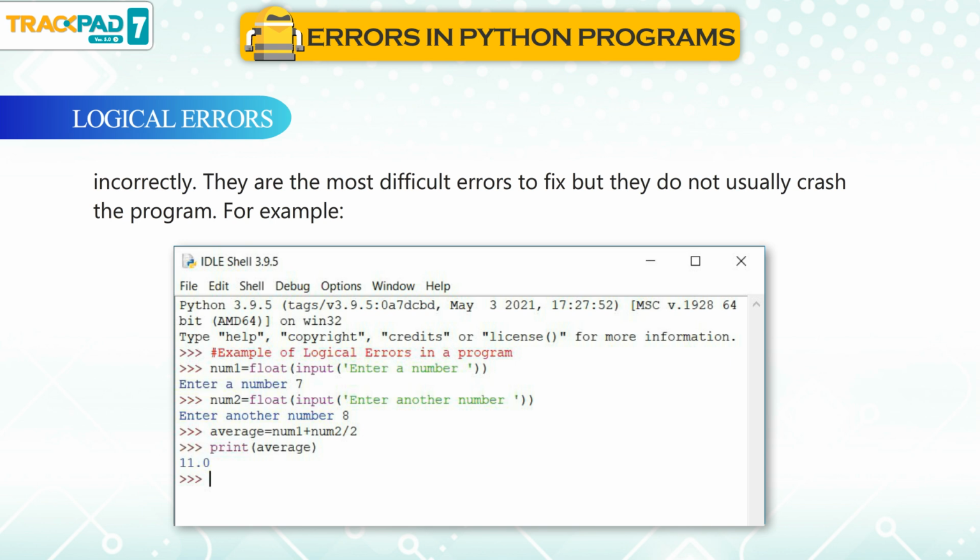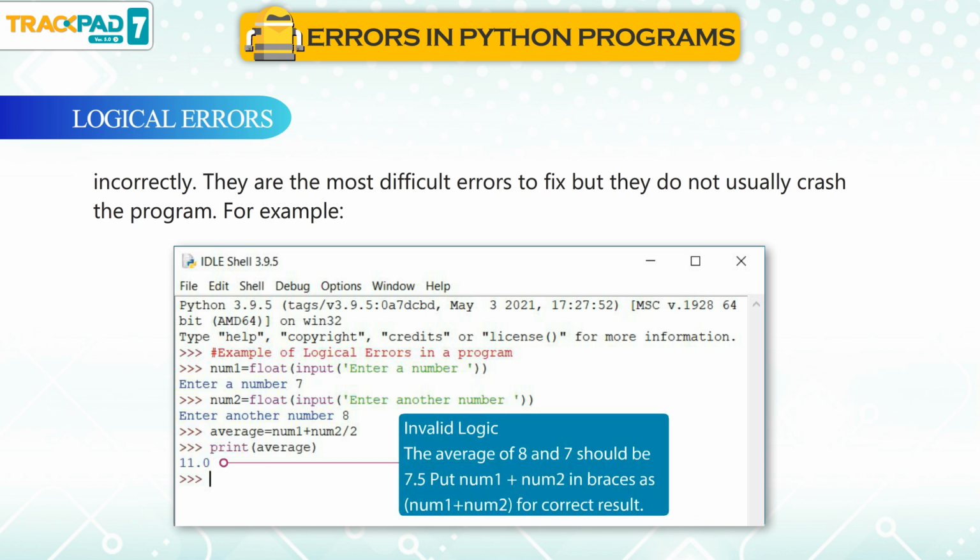For example, invalid logic. The average of 8 and 7 should be 7.5. Put num1 plus num2 in braces, as bracket open num1 plus num2 bracket close, for the correct result.